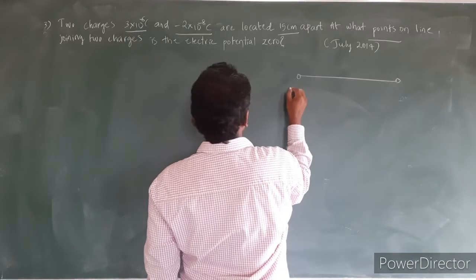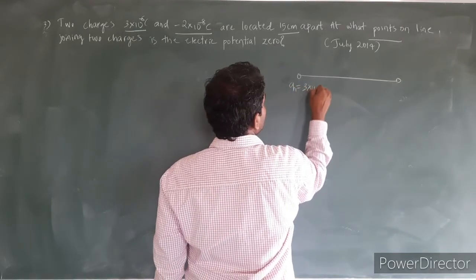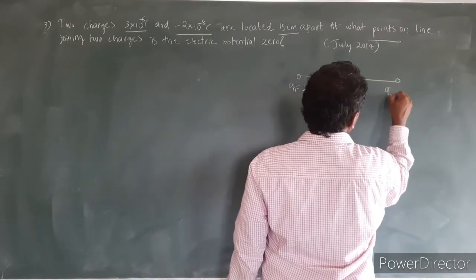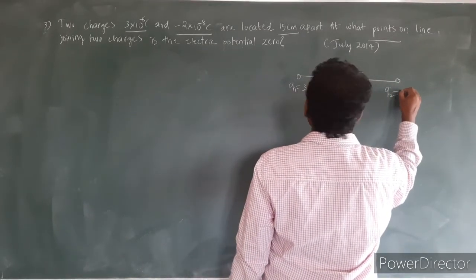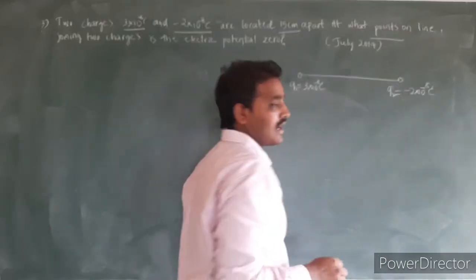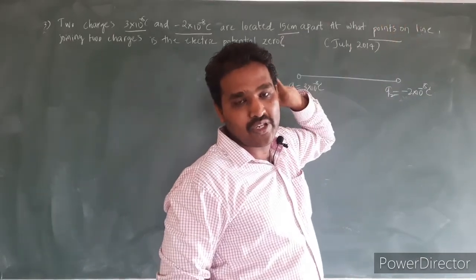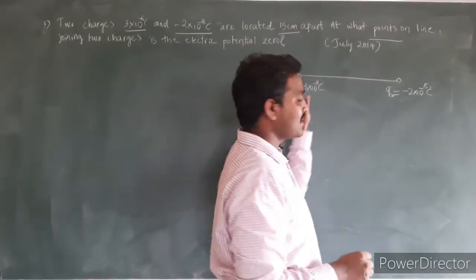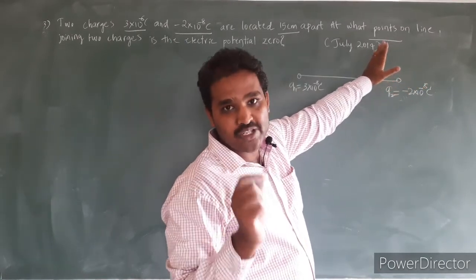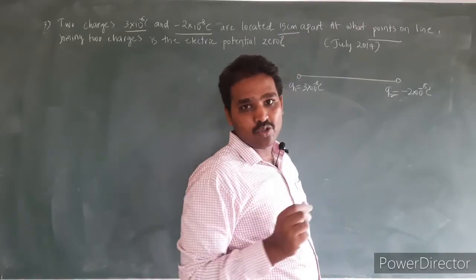So first case, what we shall do, let us consider both the charges. First charge I call it as Q1. Q1 is equal to plus 3 into 10 to the power of minus 8 coulomb, and the second charge, Q2, is equal to minus 2 into 10 to the power of minus 8 coulomb, and along this line we can choose any position. Let us assume in the first case that the point of zero potential is somewhere in between these two charges, but we don't know where it is.